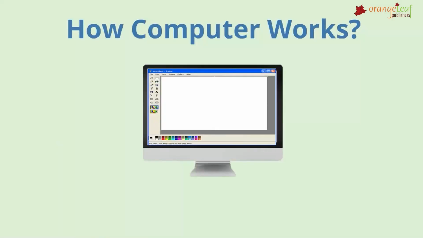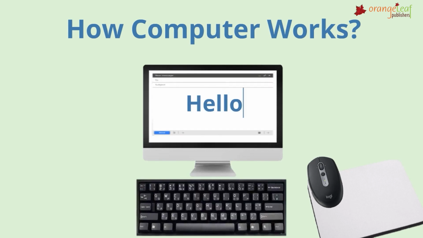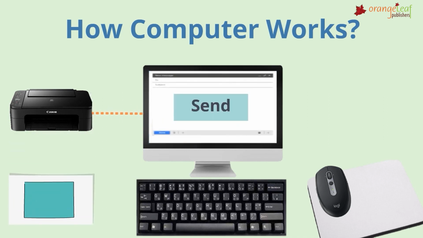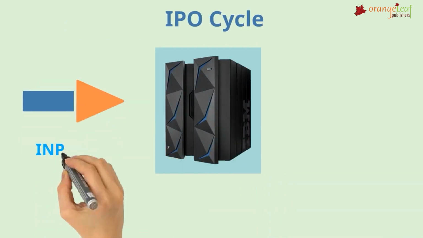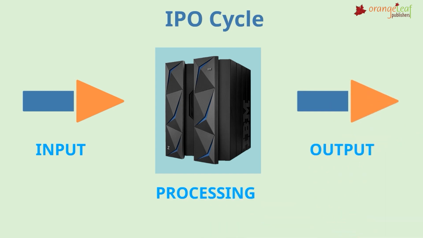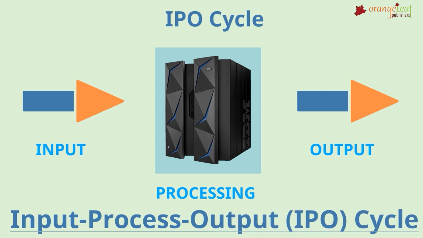Now let's see the IPO cycle. A computer is an electronic device powered by an electricity. It operates with speed and efficiency. It transforms data into information according to the fundamental concept of input, process, output, that is IPO. This is known as the IPO cycle. Let's look into some examples of the IPO cycle.